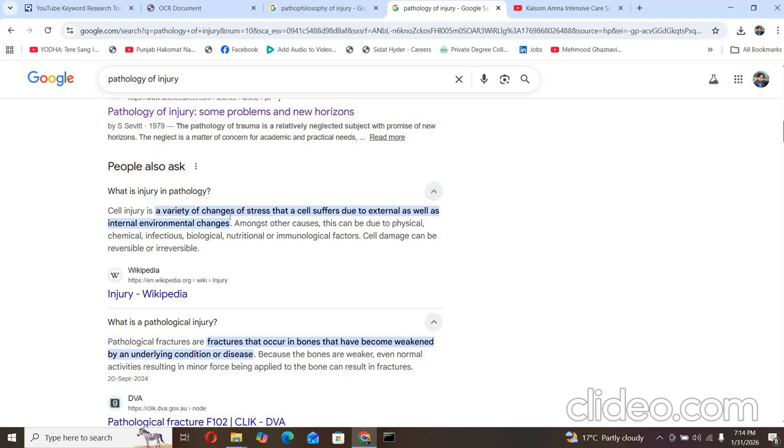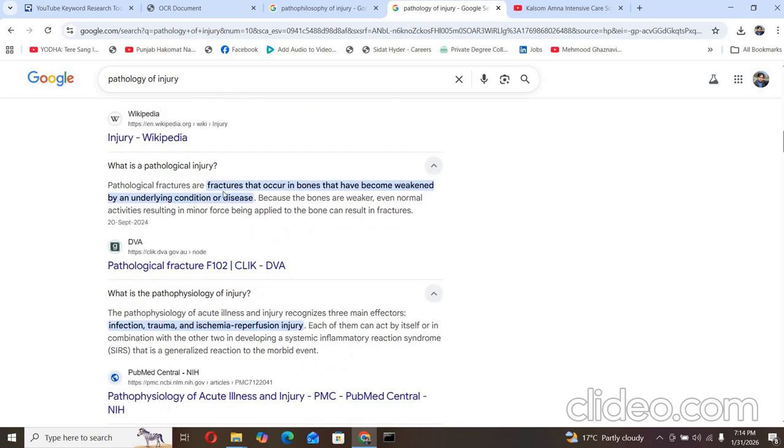Let's study the lecture. What is injury in pathology? Cell injury is a variety of changes of stress that a cell suffers due to external as well as internal environmental changes, due to physical, chemical, infectious, biological, nutritional, or immunological factors. Cell damage can be reversible or irreversible.